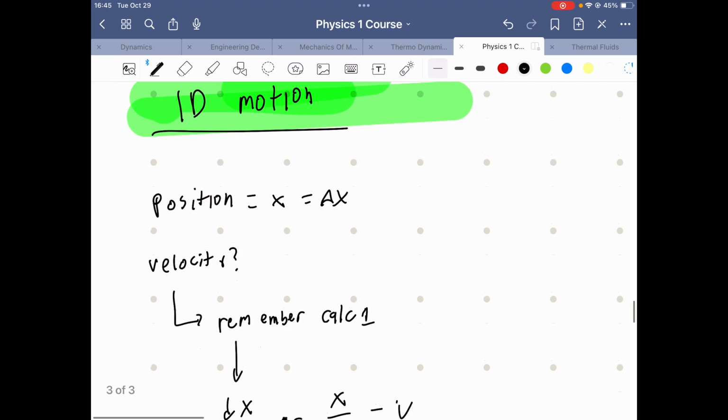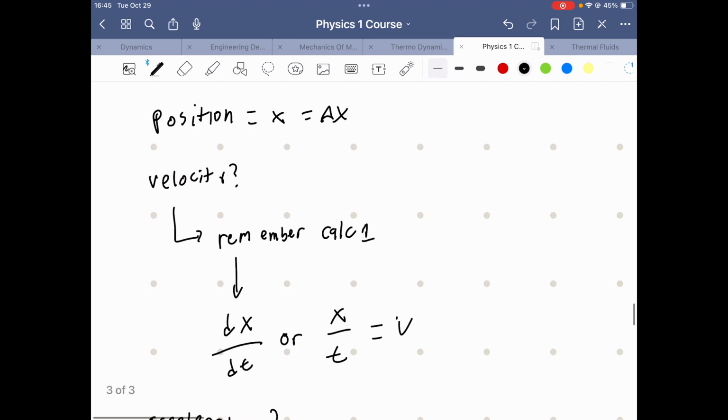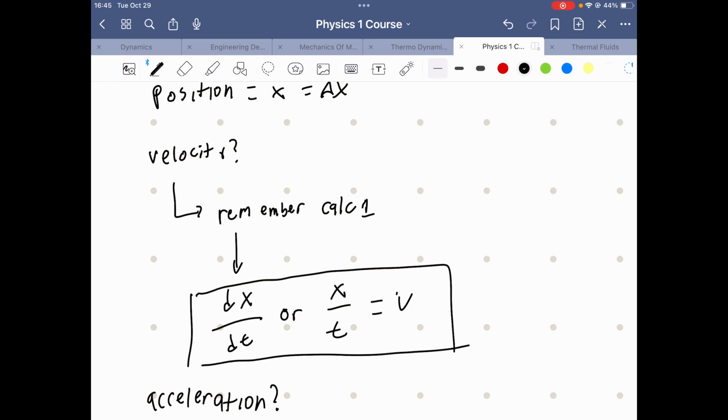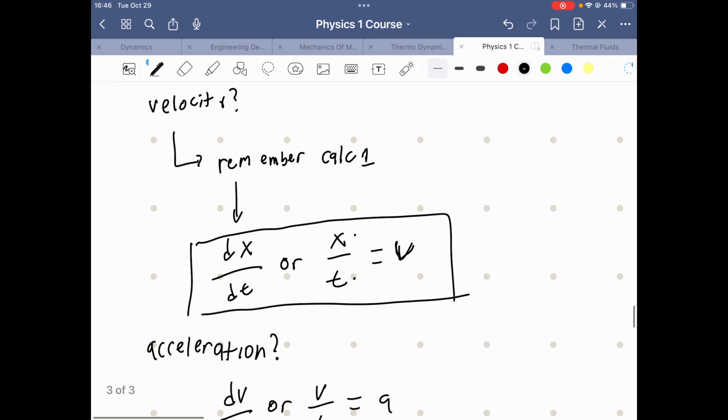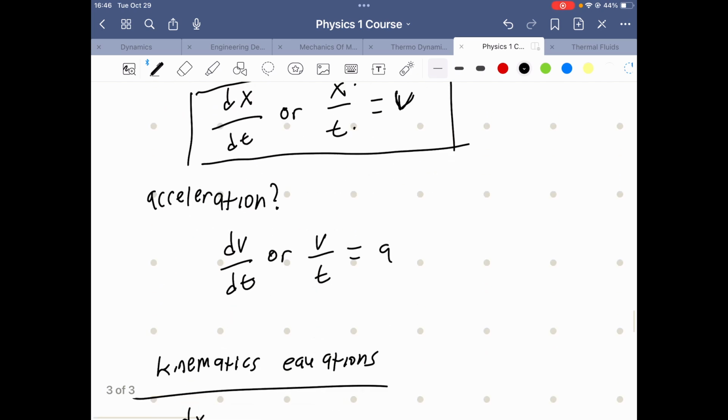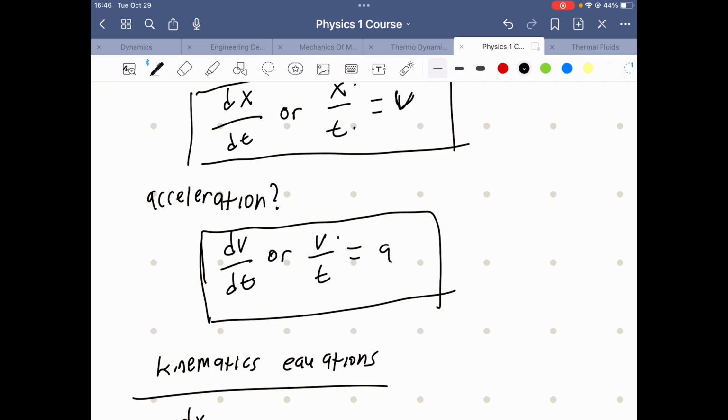In Calc 1, velocity, we derived and found that it was the change in position with respect to time, or simply algebraically, distance over time. And that gives you some value for velocity. Now, acceleration, same thing from Calc 1, we found to be the change in velocity with respect to time, or velocity divided by time, and that's the acceleration.